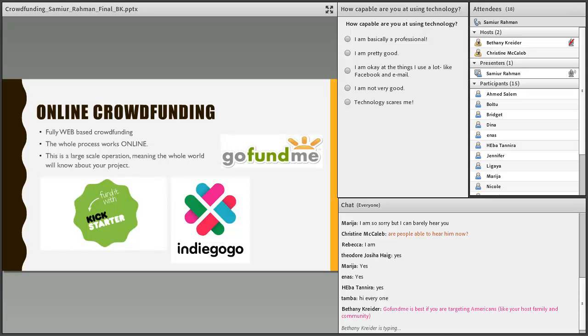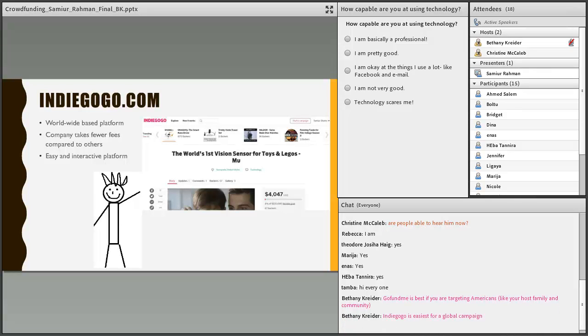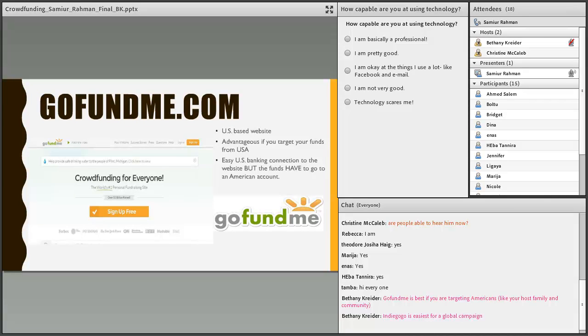So basically, this is a large scale operation, meaning the whole world is going to know about your project. I'm going to introduce the most user friendly one. Let's start with Indiegogo, and I'm going to tell you about GoFundMe next. Indiegogo is a worldwide platform, and it is the easiest platform out there. It doesn't matter if you live in America or not. You can start it anywhere you want, and it's an easy interactive platform. So if you want to start a project right now, you can use Indiegogo. But if you want to plan it out a bit, I would advise you to go for GoFundMe.com.